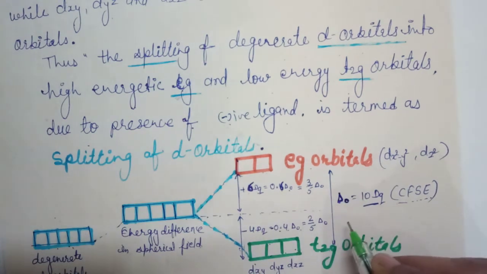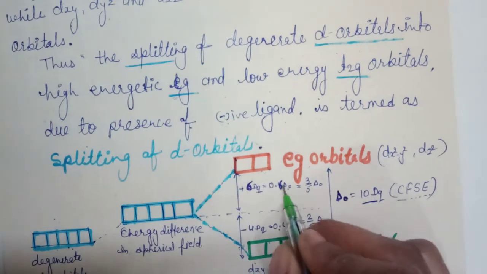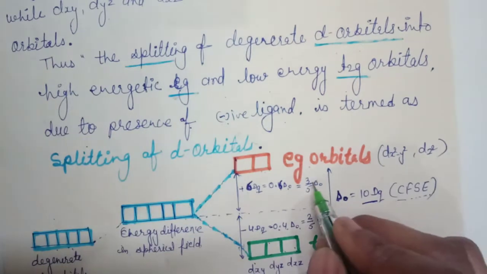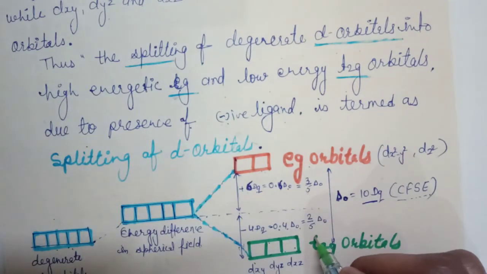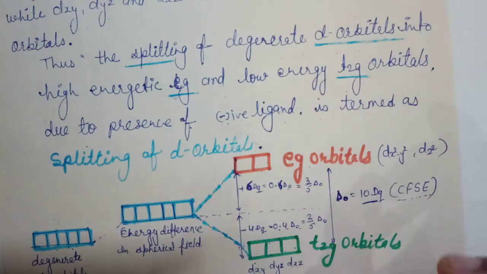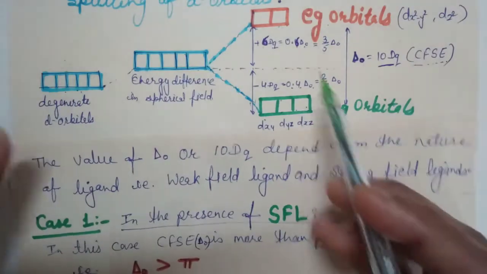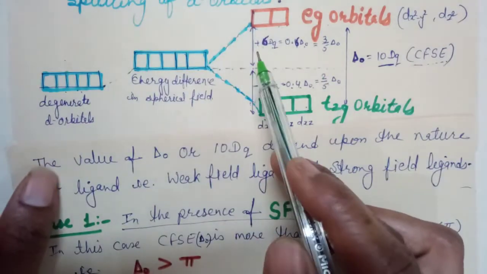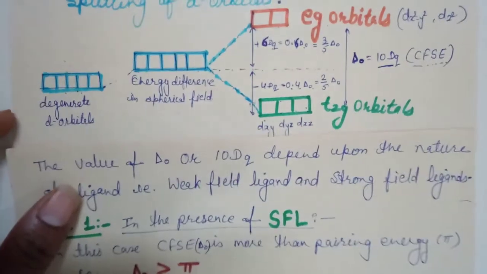Complete: delta O, 0.4 plus 0.6 is equal to 1, or we can say 3 upon 5 delta O and 2 upon 5 delta O. Clear? This is the splitting of d orbitals. Clear? Okay, next. The value of this delta O depends upon the nature of the ligand.